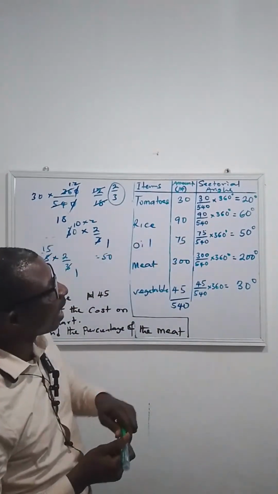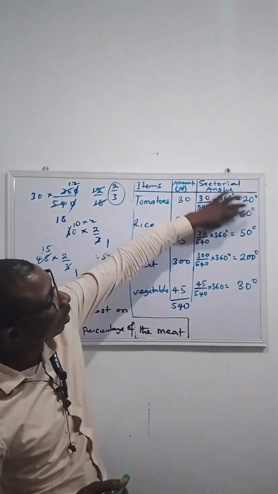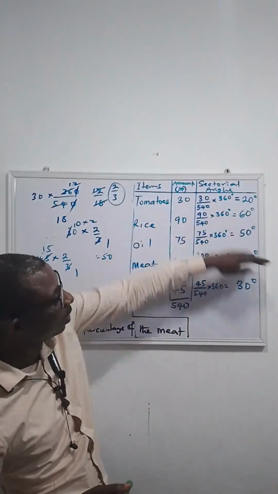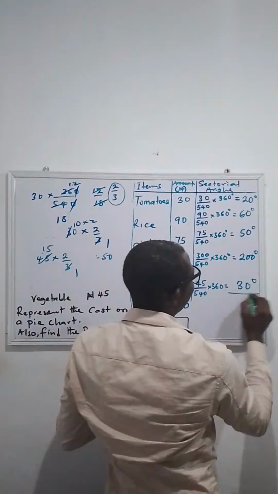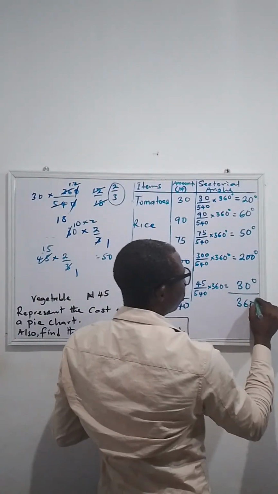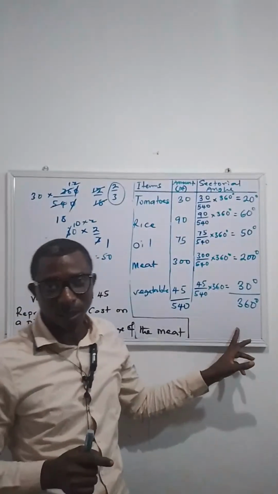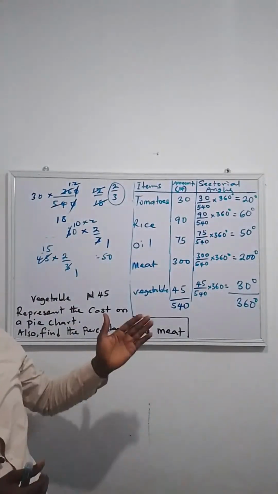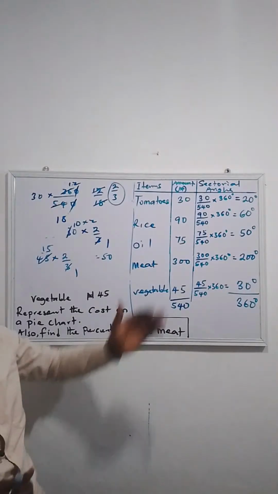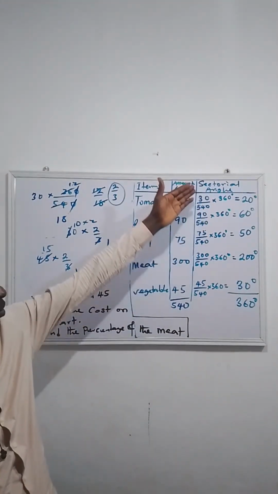So by the time you have all of these sectorial angles together, everything must add up to be 360 degrees. So if yours did not add up to be 360 degrees, that means something went wrong somewhere, so you have to cross-check your workings. So that's how to work faster when computing this.